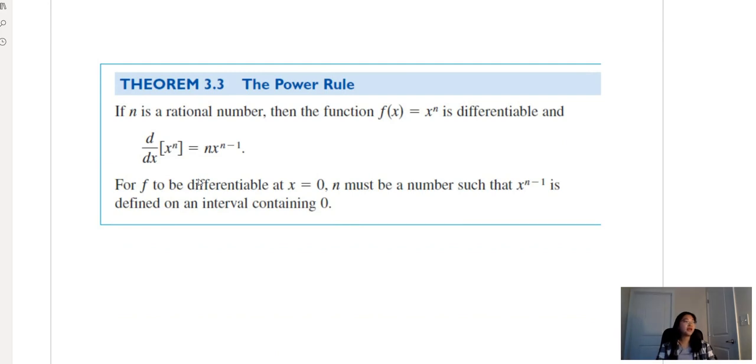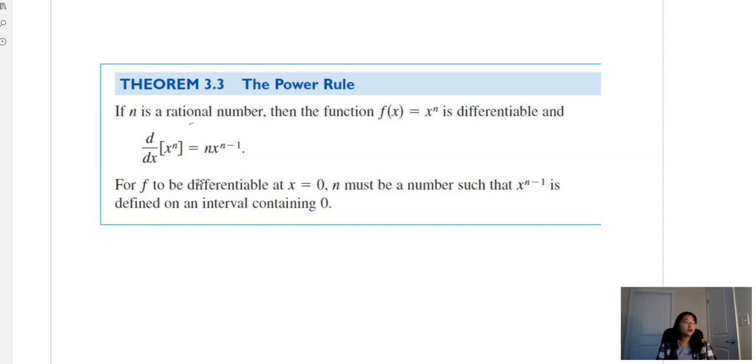If we have a rational number n as our exponent, it also works for irrational numbers. So you can go ahead and trust that, but for this definition, we don't include the irrationals. And so the function f of x equals x to the n is differentiable, and we know that its derivative is n times x to the n minus 1.